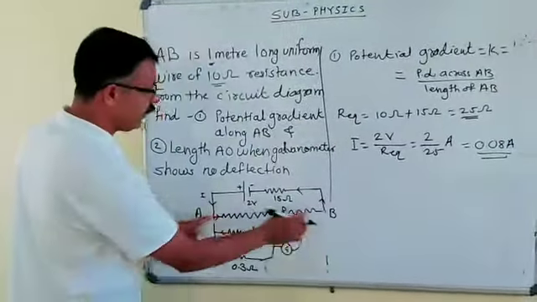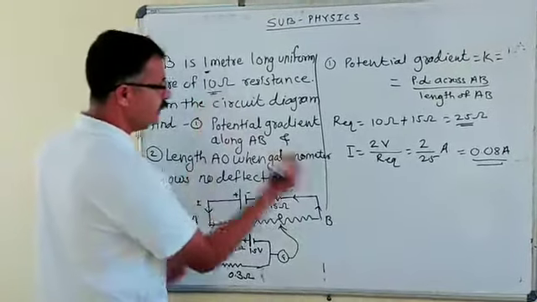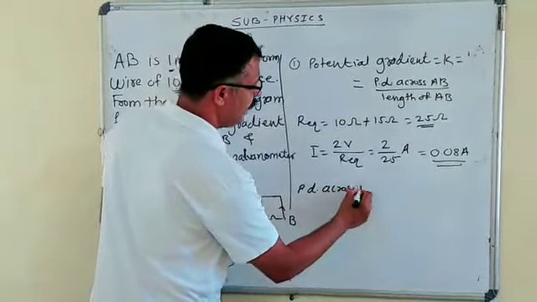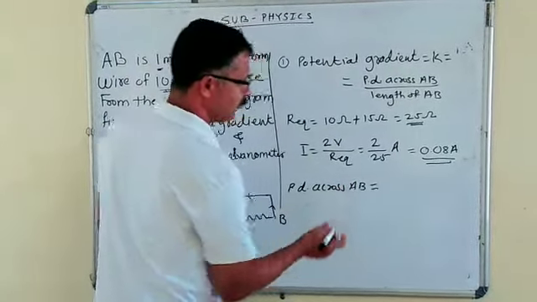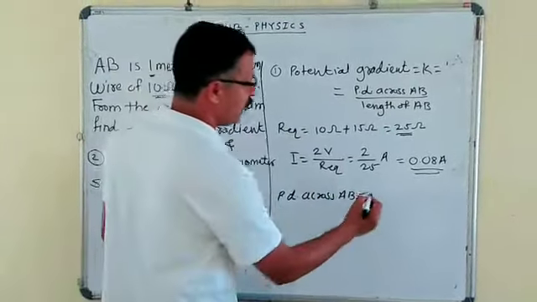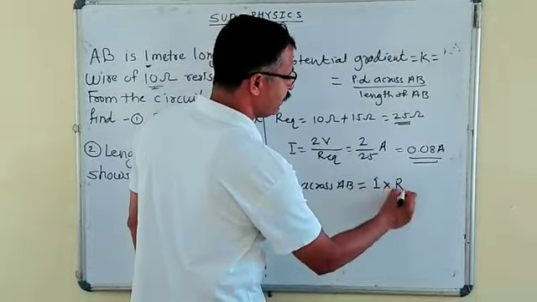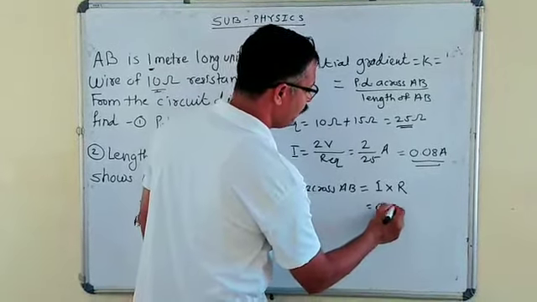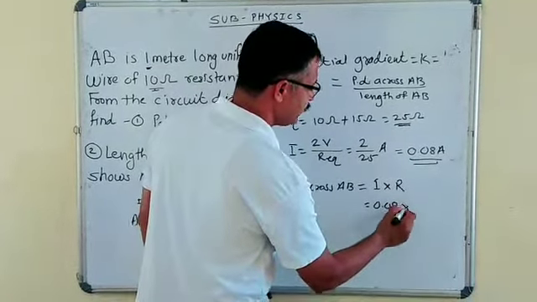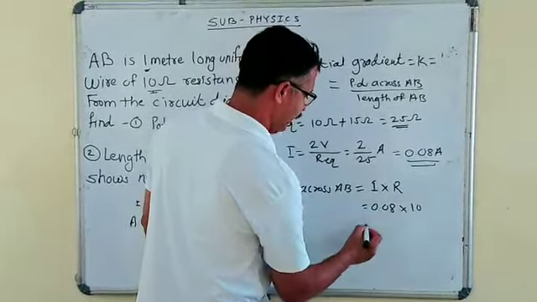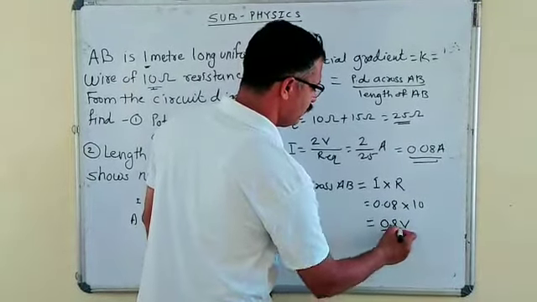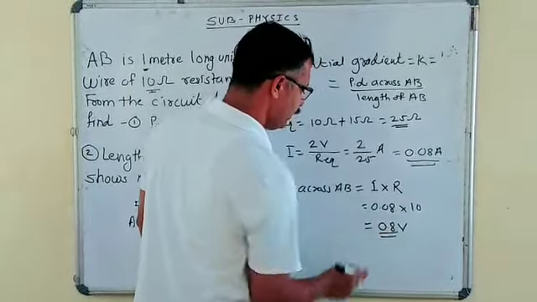As we know that this wire is of 10 ohm resistance, hence the potential difference across AB, according to Ohm's law, is current into resistance of the wire. The current is 0.08 ampere into its resistance, that is 10. Hence the potential difference is 0.8 volt. This is nothing but the potential difference across this wire.